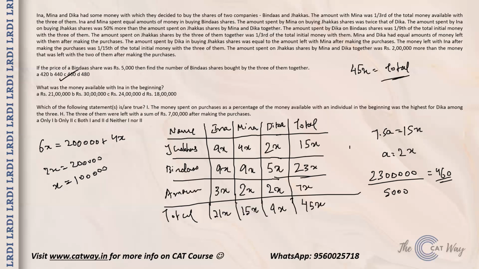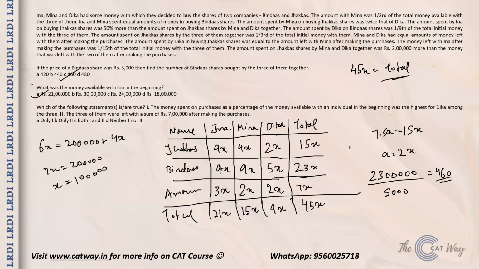Then the next question is: what was the money available with Ina in the beginning? Ina in the beginning had 21x, so that is basically rupees 21 lakhs. Okay, so option number A becomes the right answer. And then come to the third one. Which of the following is true?